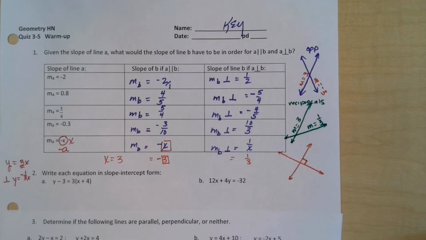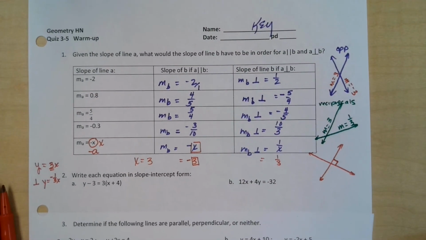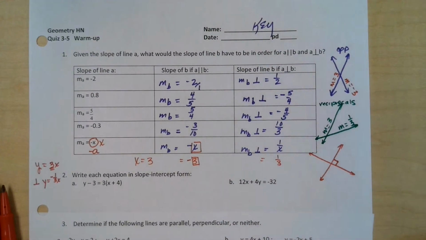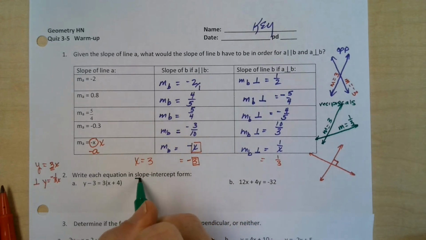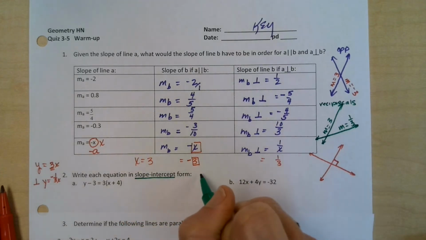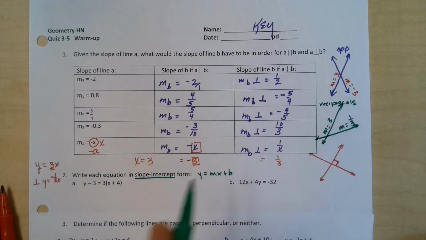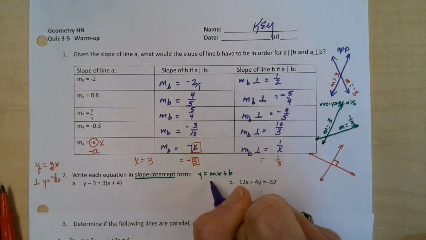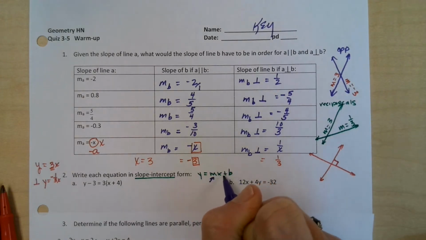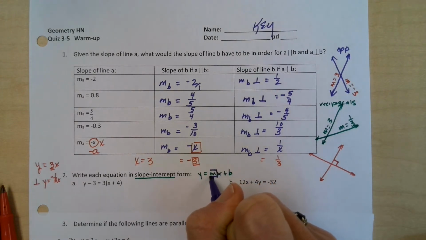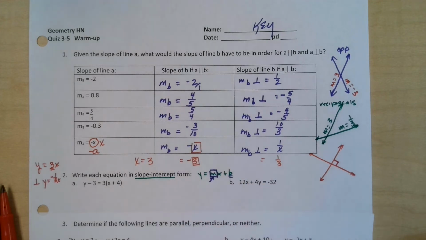All right. Writing each equation in slope-intercept form. So slope-intercept form is where I have y is equal to mx plus b. We are not creative when we name things in mathematics. It's called slope-intercept form because it gives us our slope and it tells us our y-intercept.